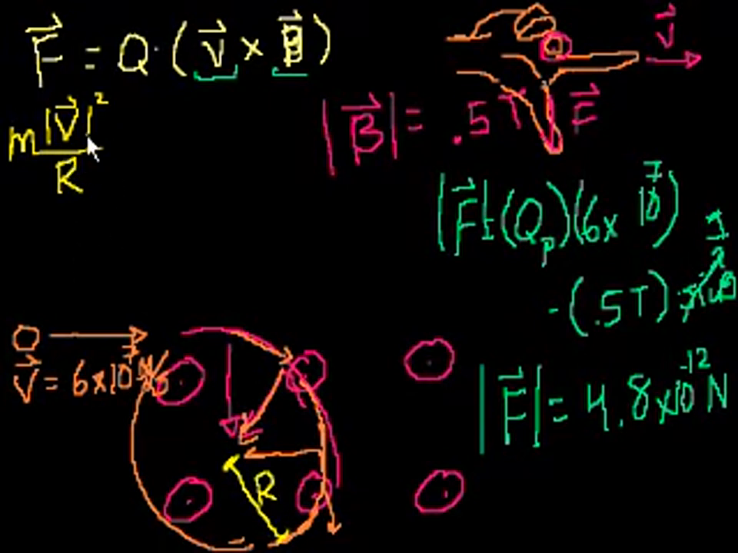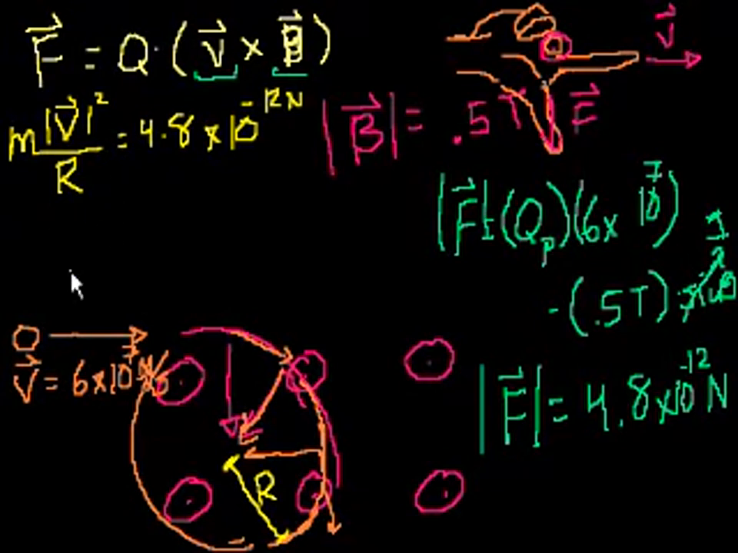And what do we know about the centripetal force? What is causing the centripetal force? Well, it's the magnetic field. And we figured that out, right? This is going to be equal to this, which we figured out is going to be equal to, at least in magnitudes, 4.8 times 10 to the minus 12th newtons.